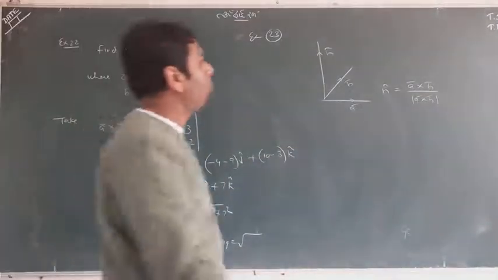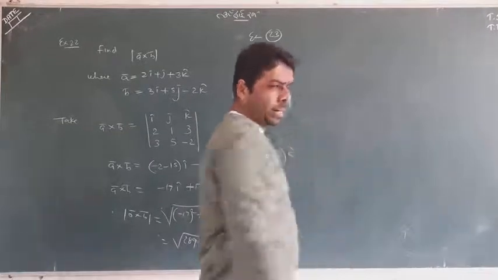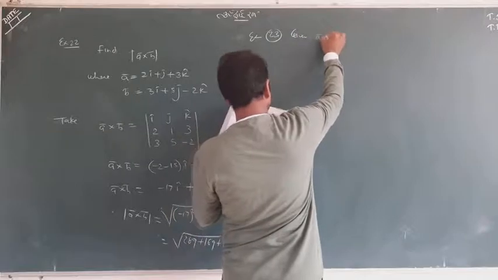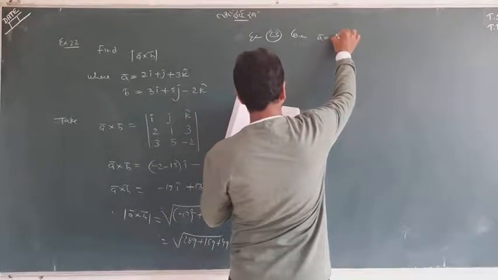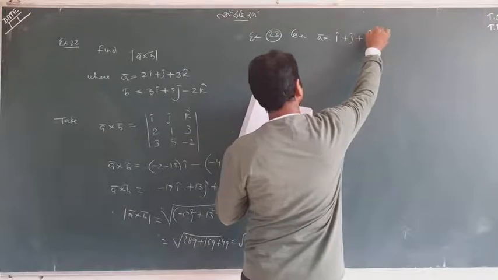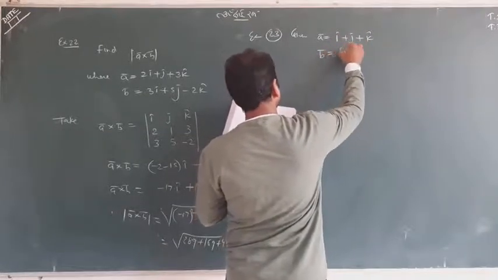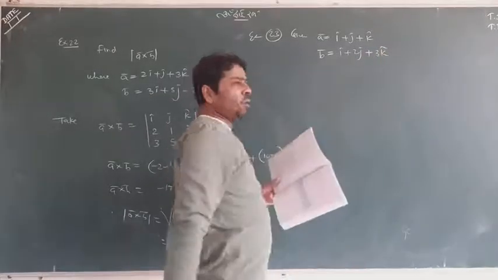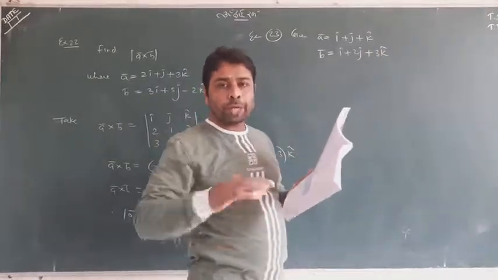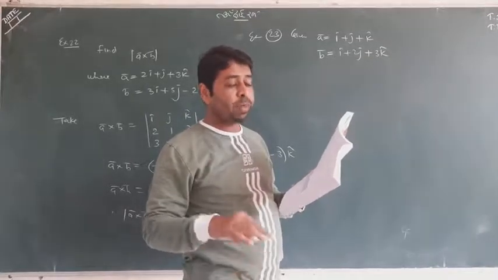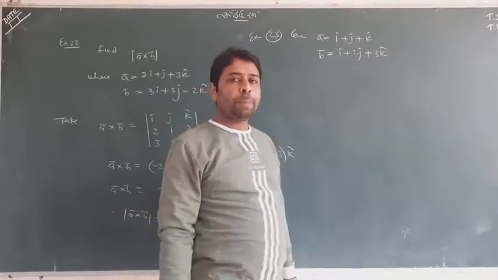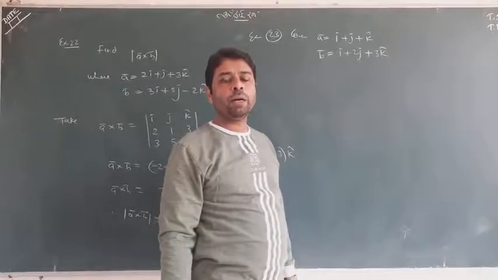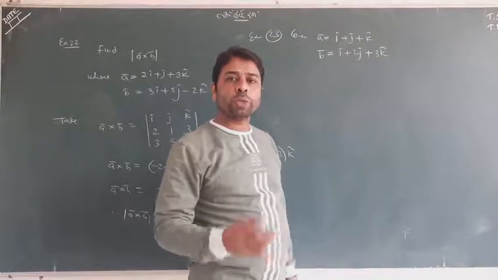So students, we will have two vectors. Can you see? Given vectors are A is equal to i plus j plus k, and B is equal to i plus 2j plus 3k. We have two vectors, and we want to find the unit vector perpendicular to not A and B but A plus B and A minus B. So A plus B will be a new vector, A minus B will be a new vector, and we want to find the unit vector perpendicular to A plus B and A minus B.